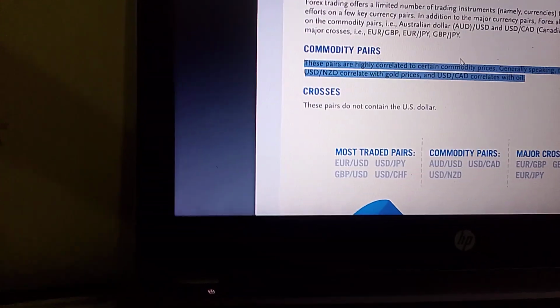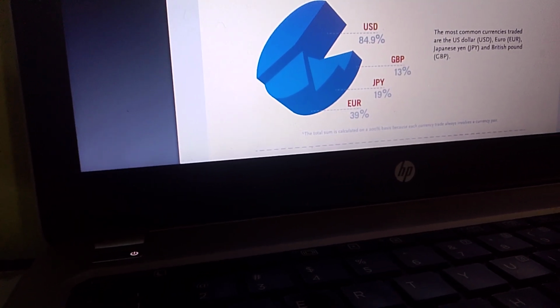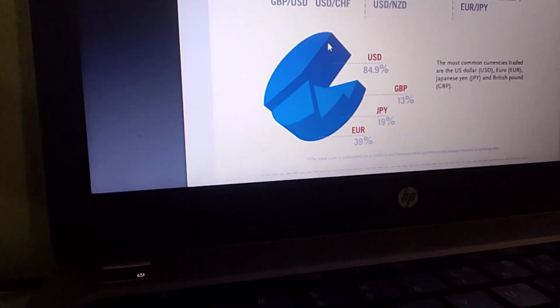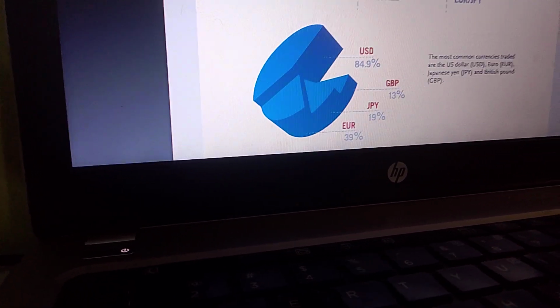Crosses. So let's understand what crosses are. These pairs do not contain the US dollar. Oh yeah, so like there is most traded pairs. So there is Euro USD, USD JPY. So now a cross would be like finding Euro JPY. I think that's what it meant by that.